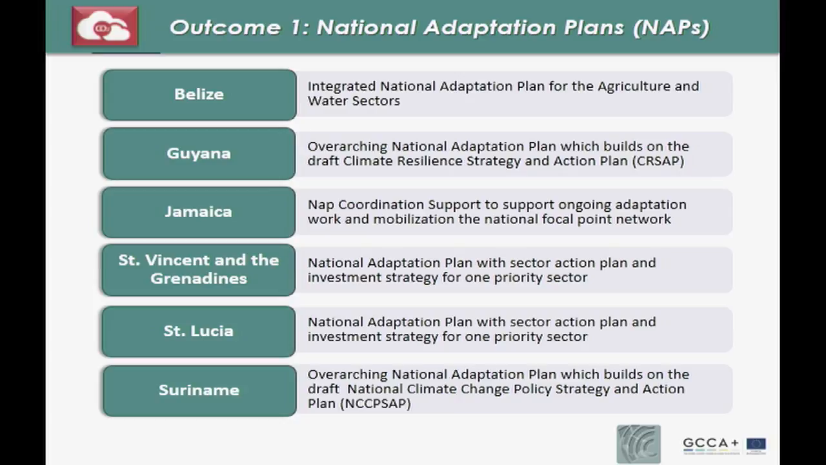In all of this, we've also been working with the NAP Global Support Program, which is a joint initiative between UNDP and UNEP. We're also working with the NAP Global Network, who is also supporting these countries in NAP development and in sector adaptation development. And we are coordinating work with them so we can dovetail it, maximize resources, and have maximum impact.